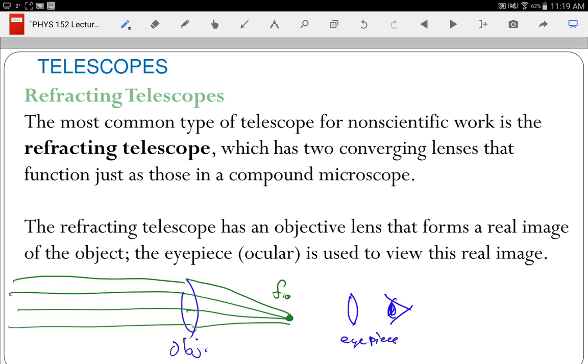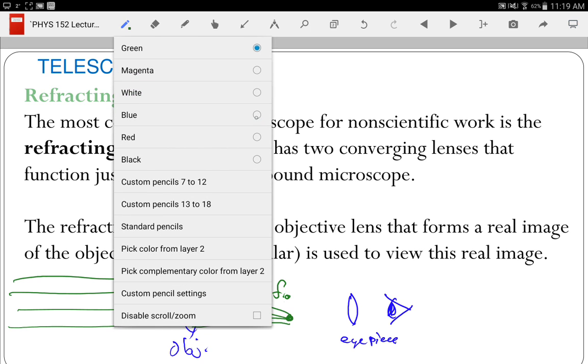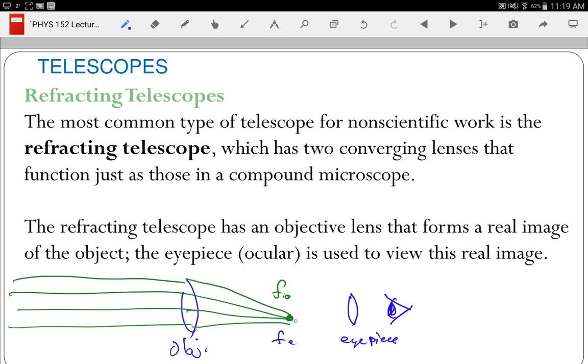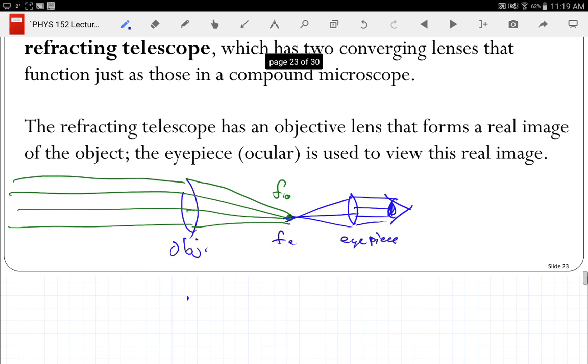But if the image is formed infinitely far away, where's the object going to have to be? Focal point. So not only is that first image going to be at the focal point of the objective, it's also going to be at the focal point of the eyepiece, so that we have parallel rays again. So the length is real simple. What's the length of a telescope? Well, they're different focal lengths. Yes, so the length is focal length of the objective plus focal length of the eyepiece.